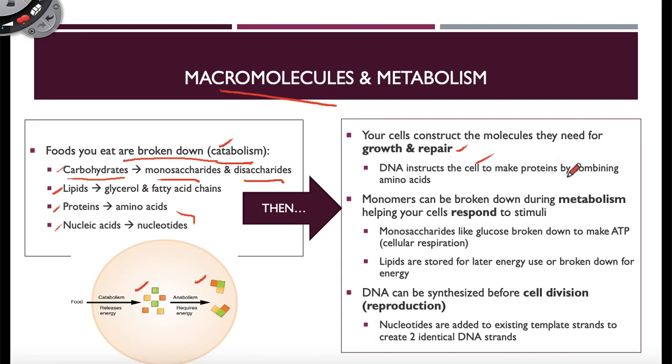DNA instructs the cell to make proteins. These monomers can be broken down during metabolism so that we can respond to stimuli. Monosaccharides like glucose are broken down to make ATP in cellular respiration. Lipids are stored later for energy use or broken down for energy. DNA can be synthesized before cell division. For example, nucleotides are added to existing templates to create 2 identical DNA strands. This is one way that DNA is made, and we're going to talk about it later in the next unit.